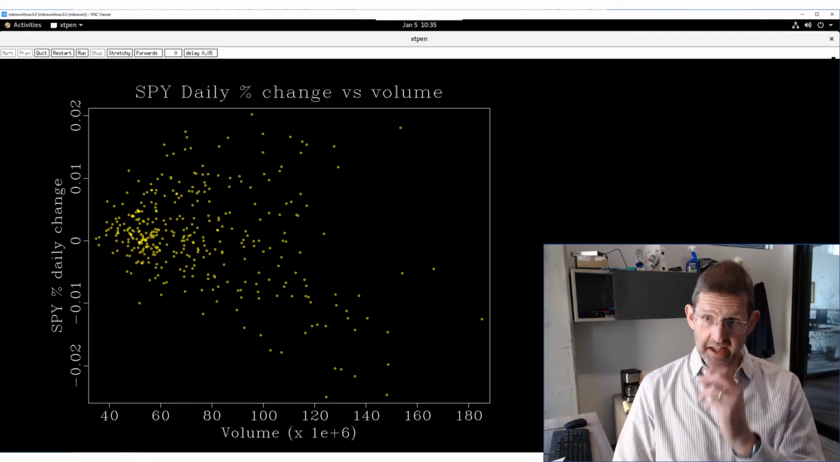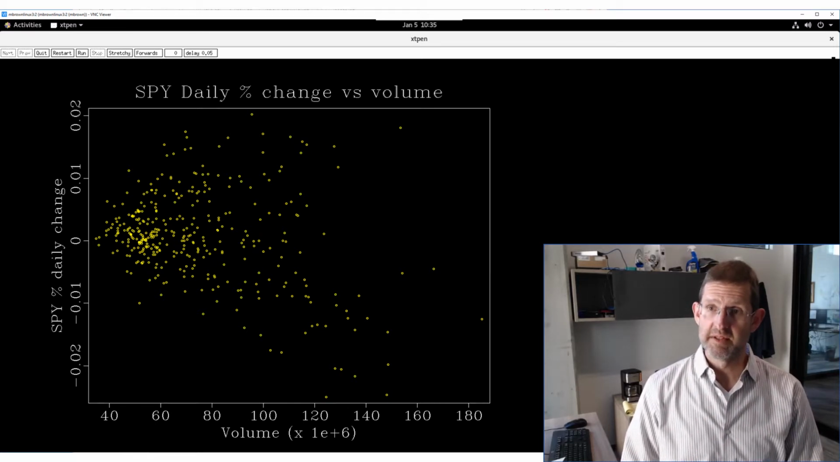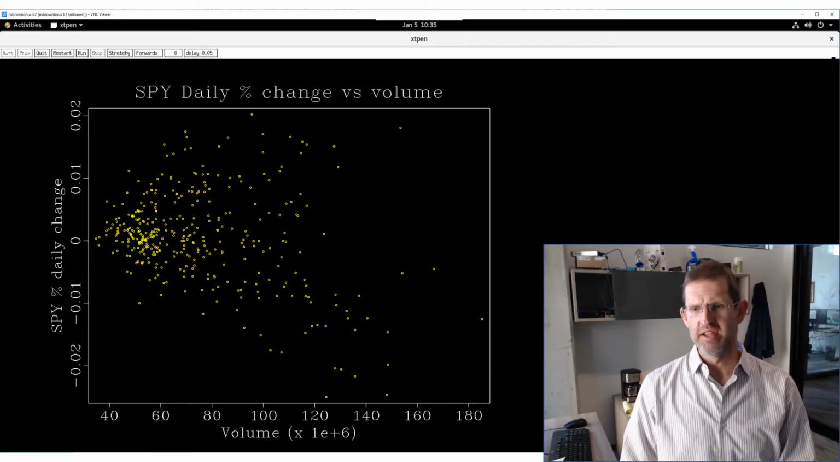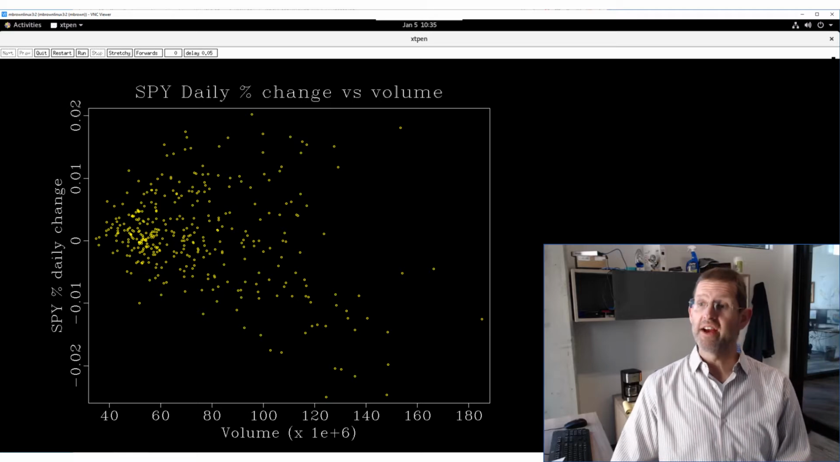So when you plot the daily volume versus the daily SPY returns, on the other hand, the trend isn't really that clear. You could fit a curve to this line, and you would get a mild negative correlation between volume and daily returns, but it wouldn't be a very high quality fit. You wouldn't want to hang your hat on it.